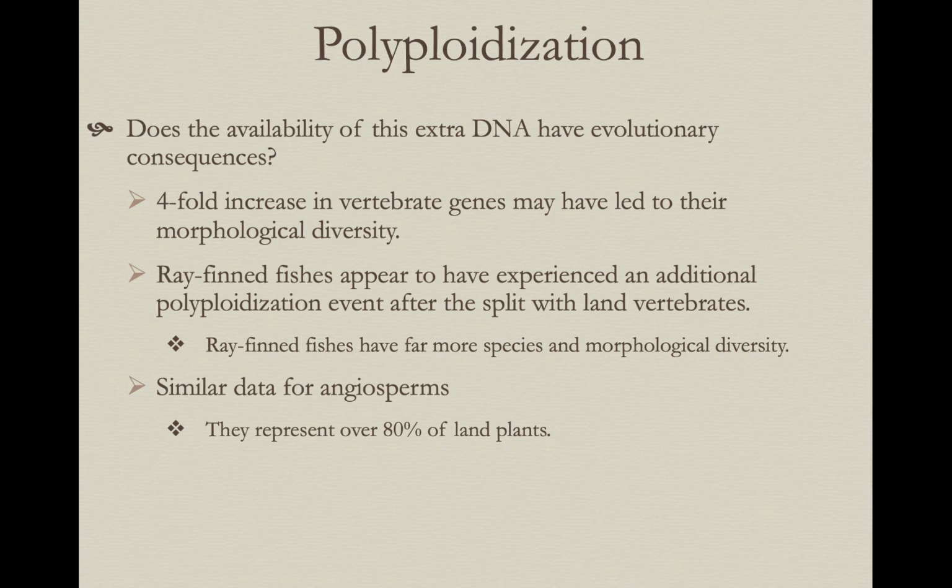Similar data for angiosperms. If you look at what group of plants is the most successful, it's the angiosperms. By far the most successful group. They represent over 80% of land plants, and many angiosperms come from a polyploid ancestry.